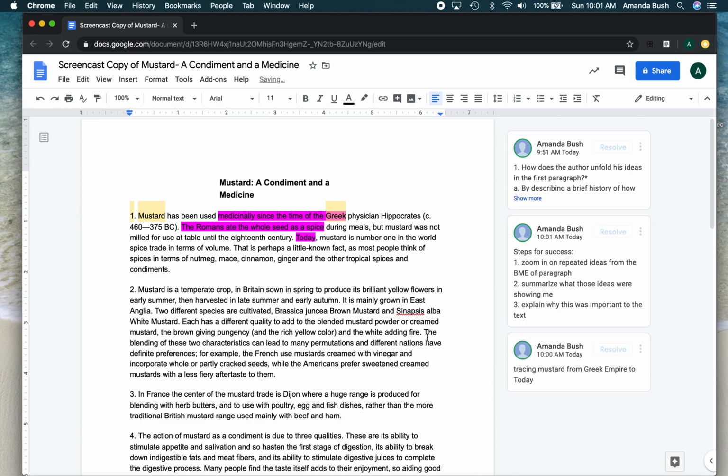Because like your mama, like Miss Bush, an author is always going to include ideas multiple times to emphasize their main idea and really get us to see their claim throughout.